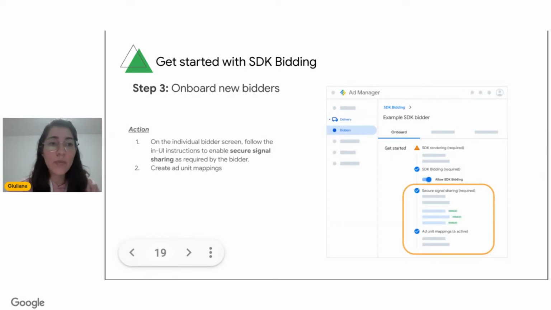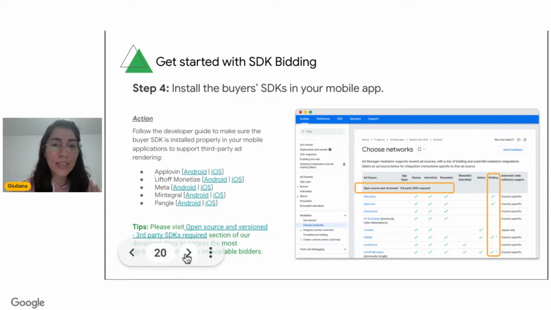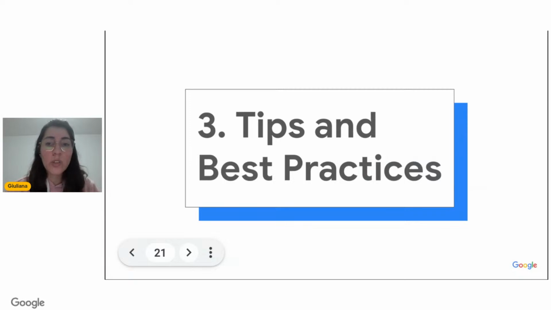For step 3, onboard new buyers. On the individual buyer screen, follow the UI instructions to enable secure signal sharing as required by the buyer. Create ad unit mappings. Next slide. Thank you. Step 4, install the buyer's SDK in your mobile app. Follow the developer guide to make sure the buyer's SDK is installed properly in your mobile application to support third-party ad rendering.